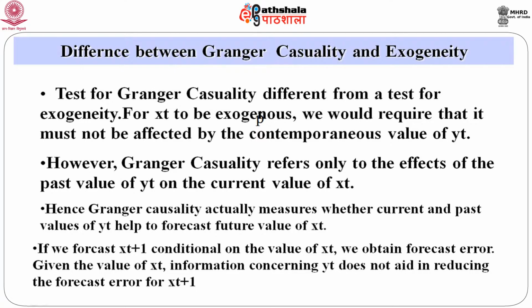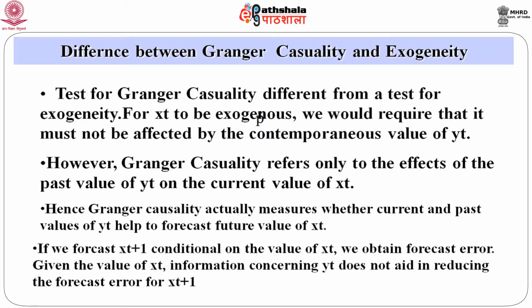Now, the test for Granger causality is different from the concept of exogeneity. For xt to be exogenous, we would require that it must not be affected by the contemporaneous value of yt. So, the basic idea behind exogeneity is that if xt is said to be exogenous, then the current value of xt is not affecting the current value of yt. So, if xt is exogenous, then there is no contemporaneous correlation between yt and xt.